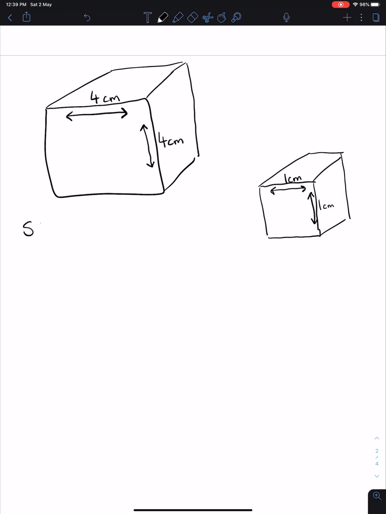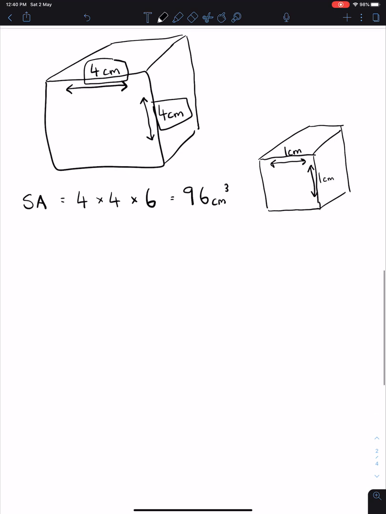The way that we can work out surface area is we can go 4 times 4. So 4 here times 4 here. And then we can times it by 6 because that's how many sides there are to this cube. And the answer for that is 96. So if you did that on your calculator right now, you should hopefully get 96. And so that is going to be the surface area of this cube. That's, in fact, 96 centimeters squared.